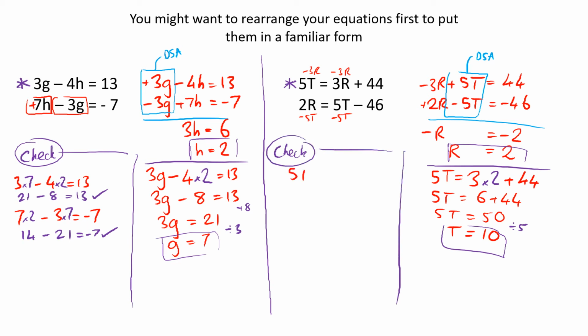We've got 5t is 3r plus 44, and 2r is 5t minus 46. Let's substitute in the values we know. We hope t is 10, so 5 times 10, and 5 times 10 as well, and we know r is 2. Does that work? That would give us 50 is 6 plus 44, which is true, and 4 is 50 minus 46, which is true as well. So I worked through it there, and we got the right answers.